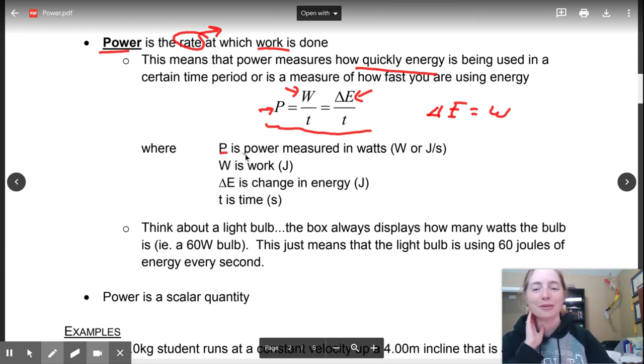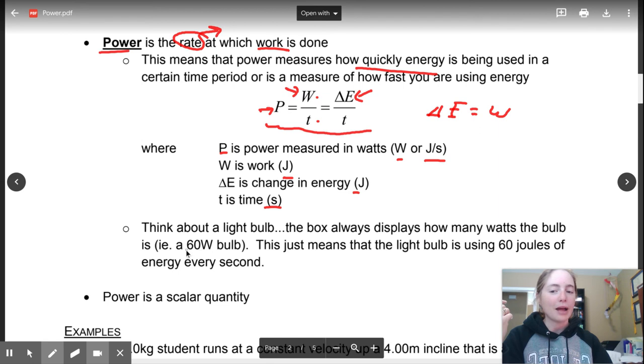All right, so power is measured in watts, or joules per second, which makes sense. Joules divided by second. Either unit is fine. Work is in joules, energy is in joules, time in seconds. All right, think about the old school incandescent light bulbs. They're going to display how many watts the bulb has. So a 60-watt bulb is going to use 60 joules of energy every single second. A 100-watt bulb is going to be brighter, but it's going to use 100 joules of energy every second. Sounds good? Cool.